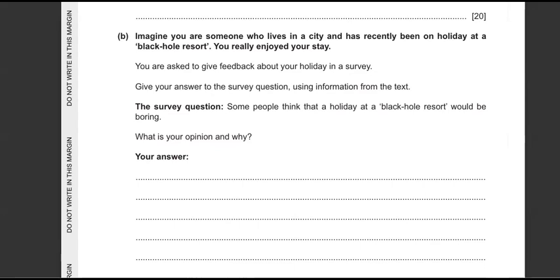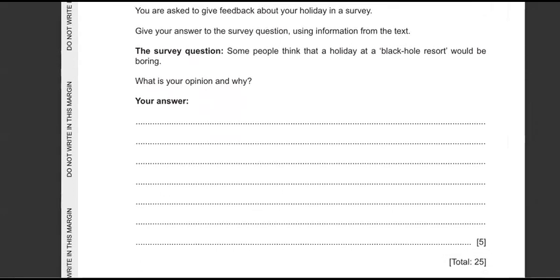Introducing the idea, 1 mark. Development of the idea, 1 mark. And the remaining 3 marks are for your explanation. This is what the simple structure of your part B is going to be.